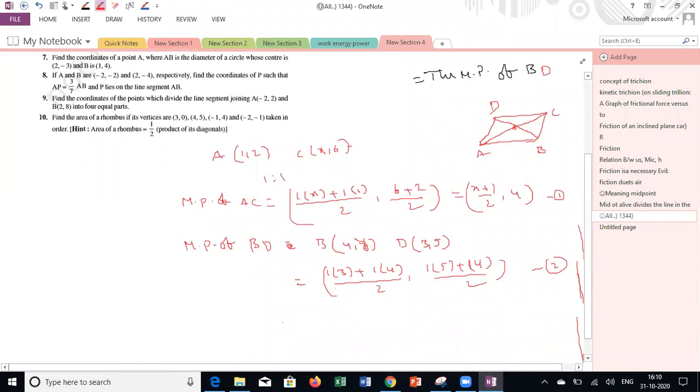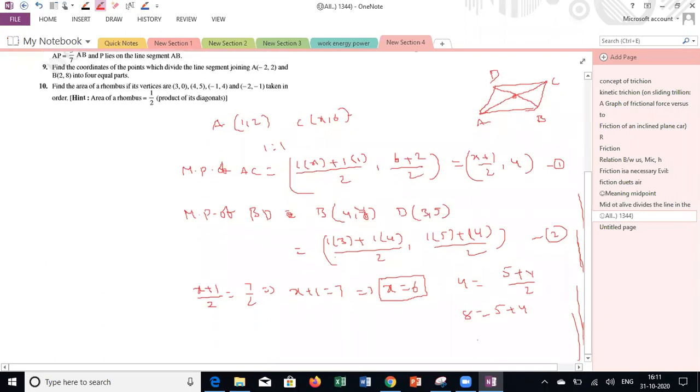I can say, comparing both the equations, (x plus 1) by 2 will be equal to 7 by 2. From here, x plus 1 is equal to 7, so x is equal to 6. Same answer you got, Niranjan? Yes, sir. 4 is equal to (5 plus y) by 2, so 8 is equal to 5 plus y. So from here, y is equal to 3.